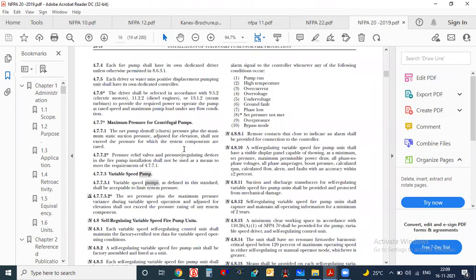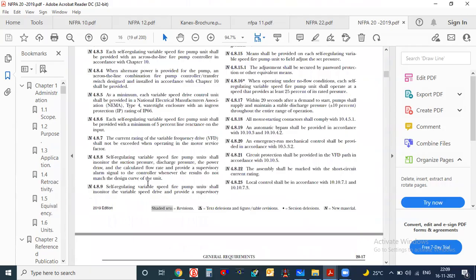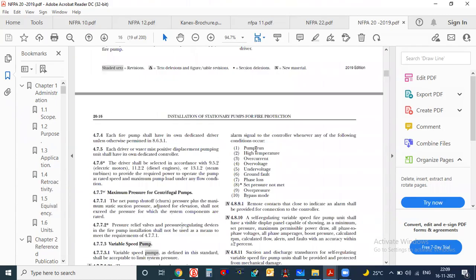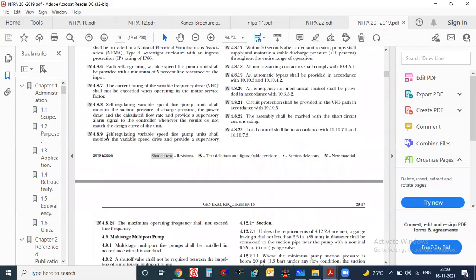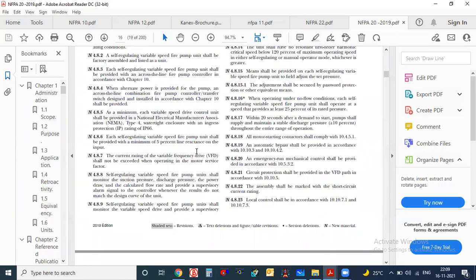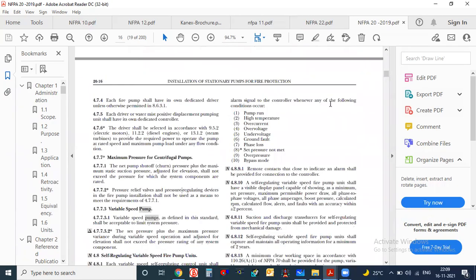Okay, this thing is not required. Maximum pressure for centrifugal pump: net pump pressure plus the maximum static adjustment for elevation. Okay, here they have not given any ranges. I thought that they had given some ranges, but nothing, they have just written some points here. And apart from that, they are writing some points here. Self-regulating shall monitor and provide a satisfactory alarm signal to the control, in case of any fire or any signaling, here they have written.